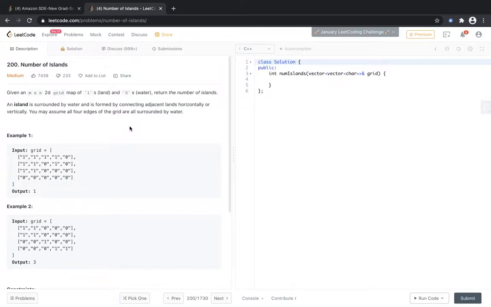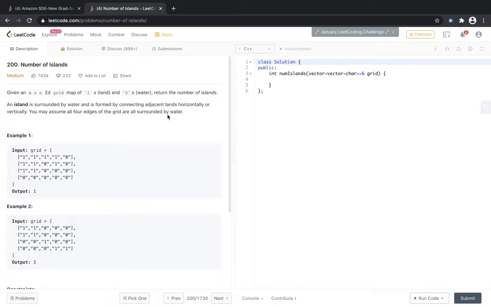Let's start with this question. This is a pretty informative question, and I hope you guys will get some value out of it while I discuss it. So, an island is surrounded by water and is formed by connecting adjacent lands horizontally or vertically. You may assume all four edges of the grid are all surrounded by water.